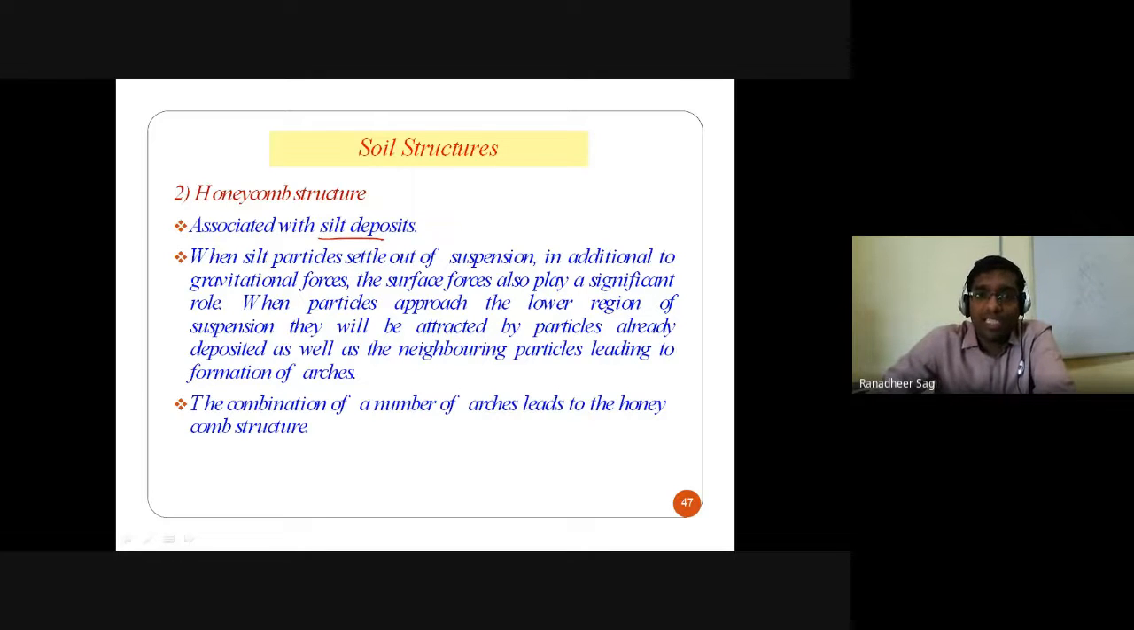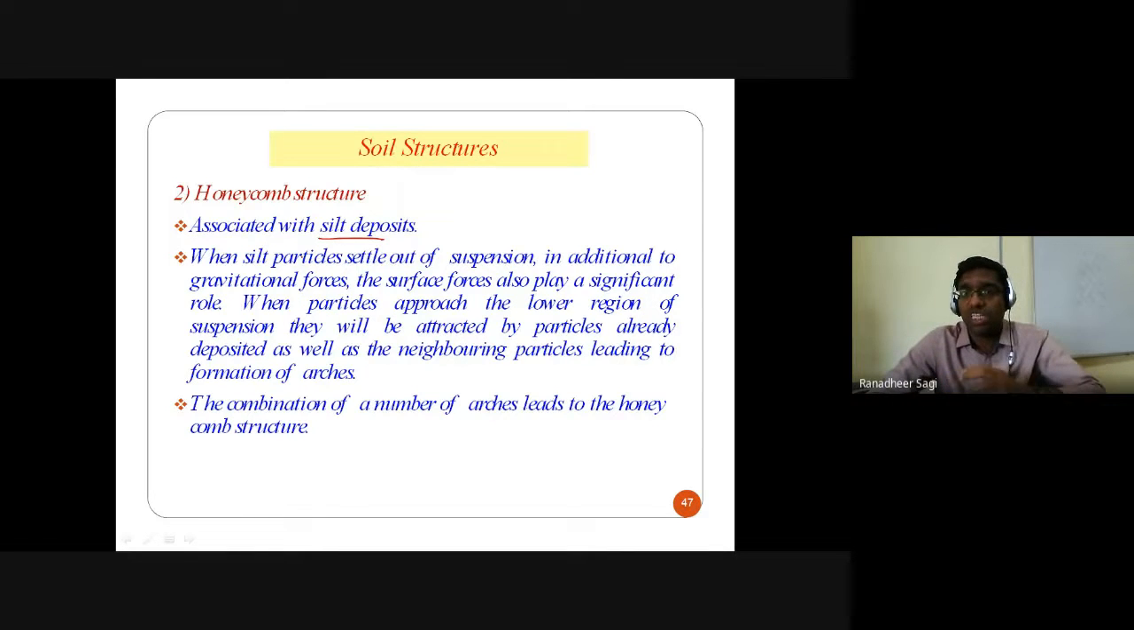When these silt particles settle in that particular water solution, which is in suspension state, in addition to the gravitational force, the size of your silt particle is relatively small. The effect of gravitational force on those silt particles is relatively less. However, the effect of surface forces plays a significant role on those silt particles, as well as in the case of your clay particles.